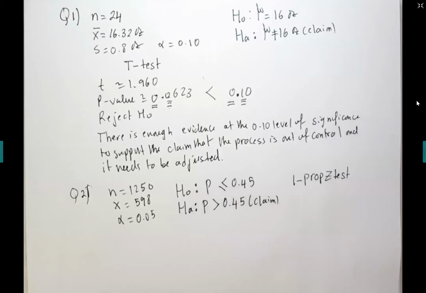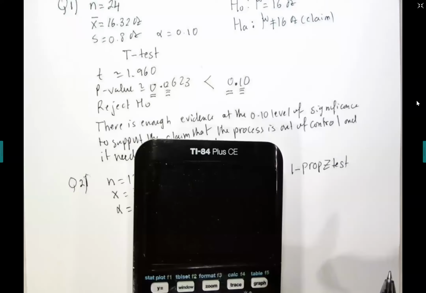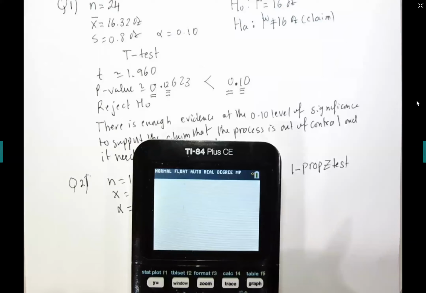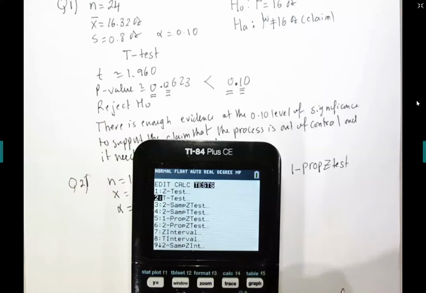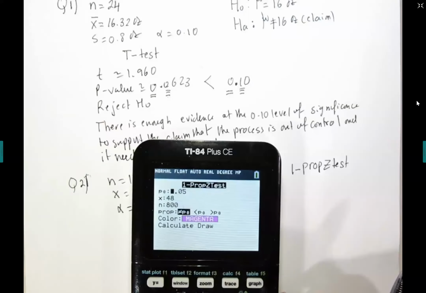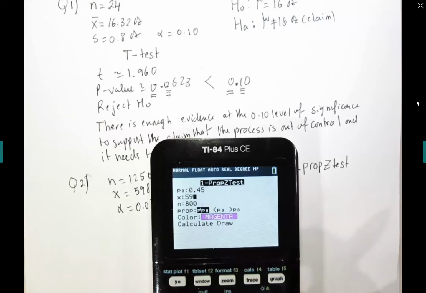I've got everything I need to perform the test. So just turn the calculator on. I'll hit clear, stat, tests, 1-PropZTest, number 5. First of all, we want the value in the null hypothesis, which is 0.45. Remember, we always assume the null hypothesis until proven otherwise. Remember, the defendant is not guilty until proven otherwise. So it's the same concept. X is 598. N is 1250. And we're testing that P is greater than P0.